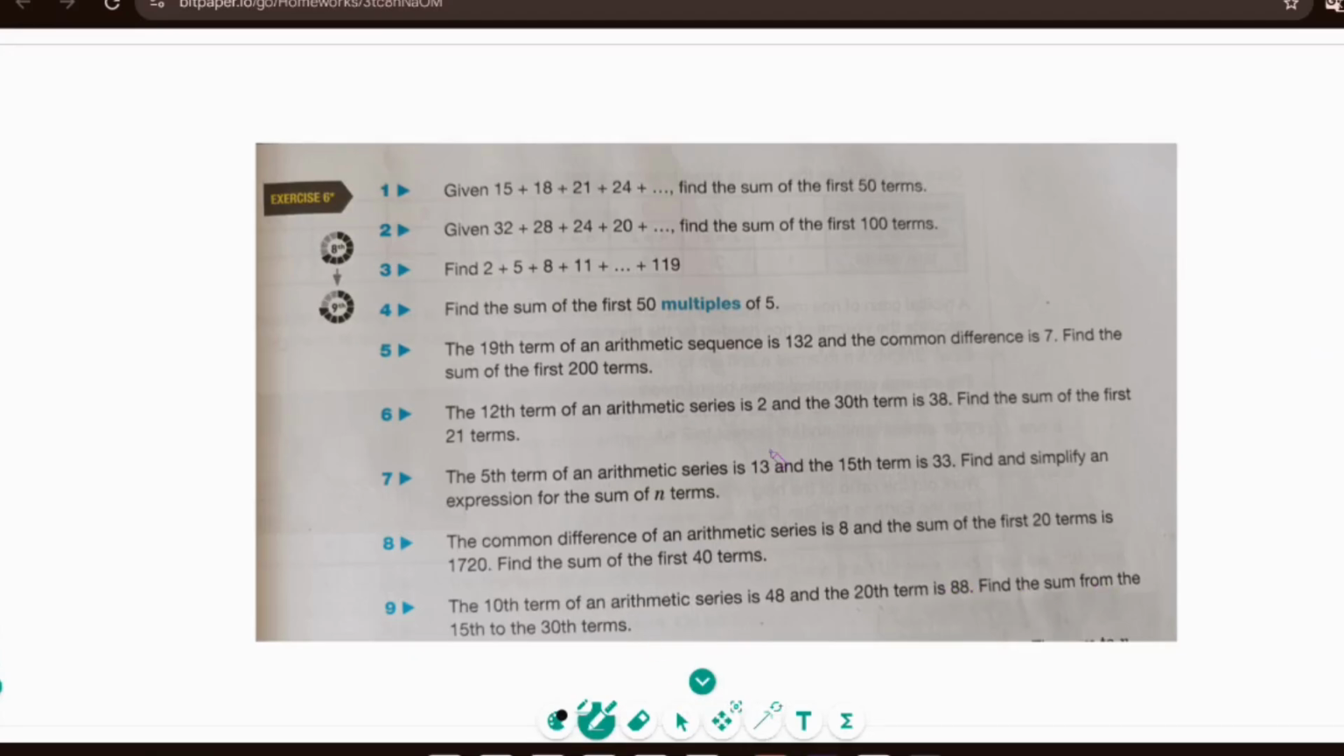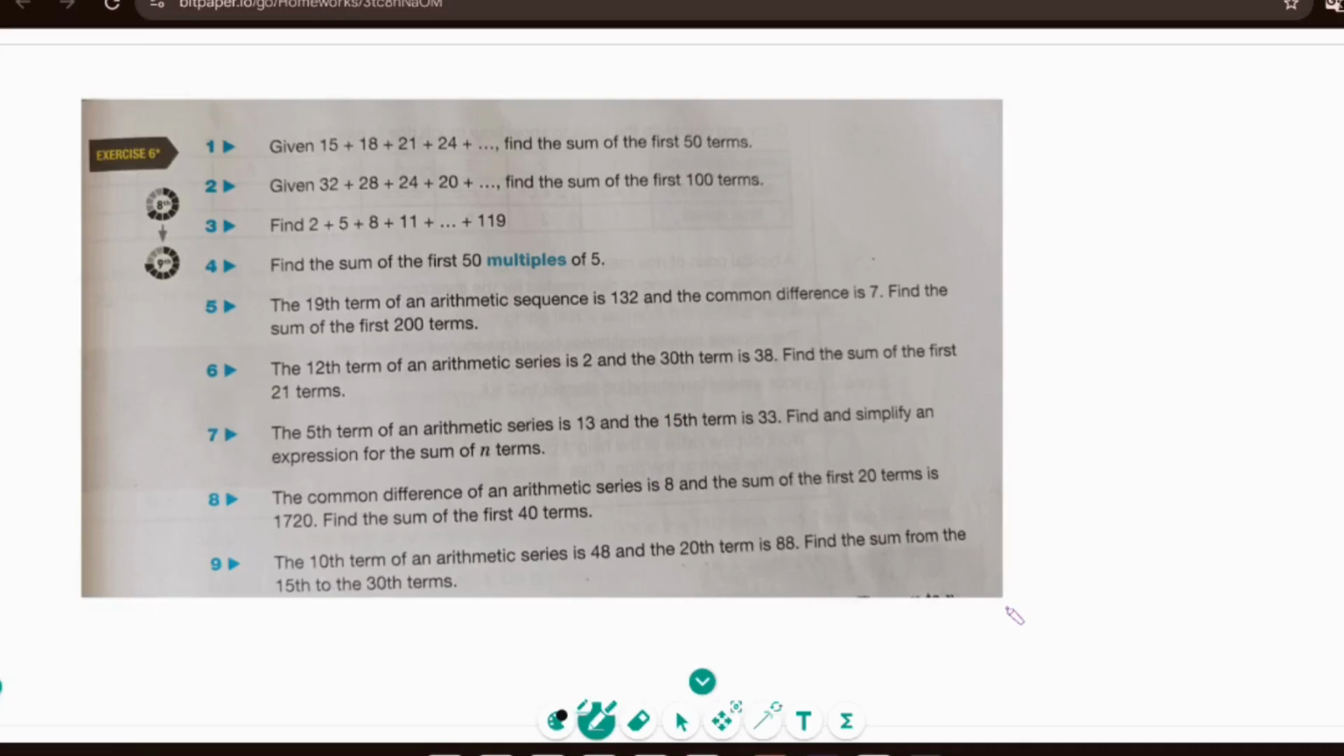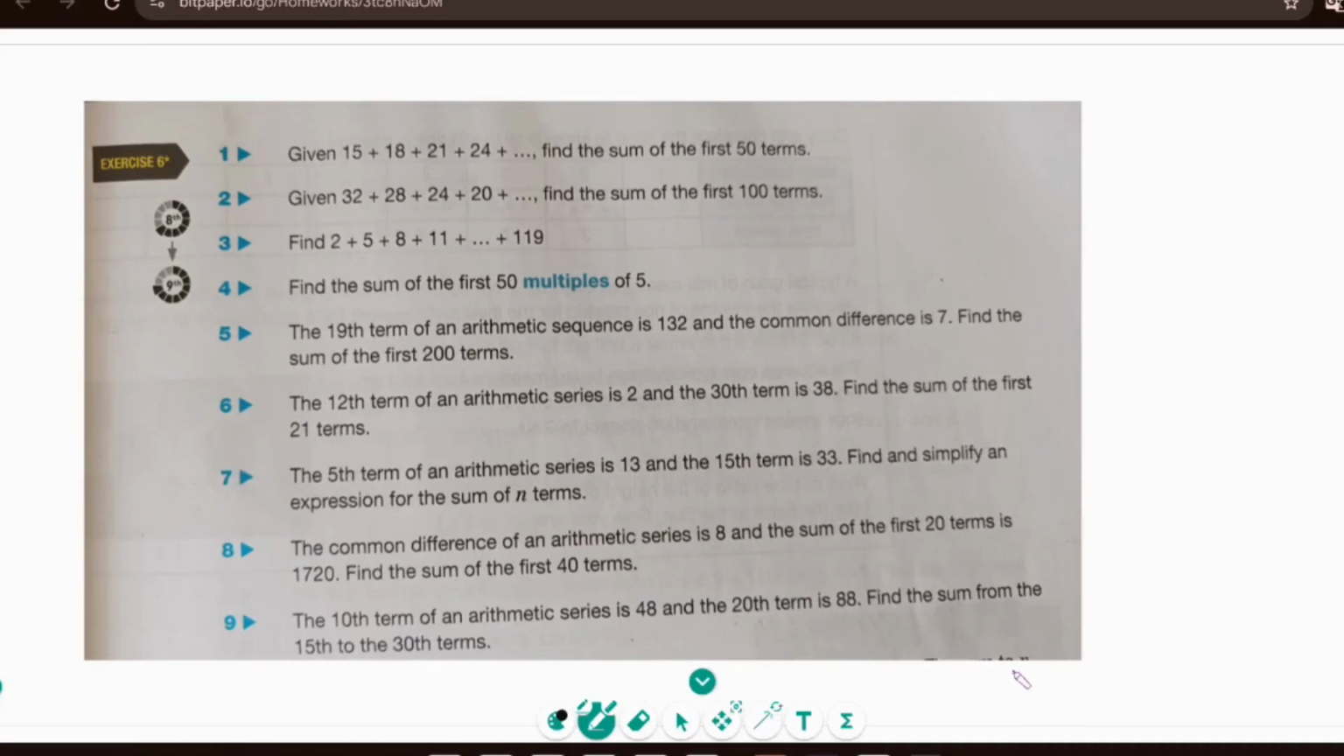Okay, right. I would suggest having a go at these 9 questions. Maybe have a look at them yourself first, put me on pause, then unpause, and I will go through all of them.